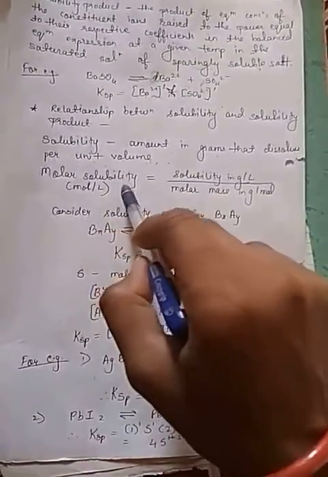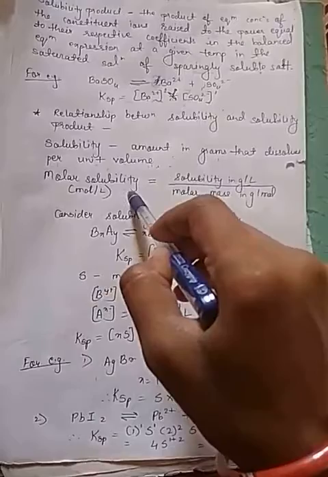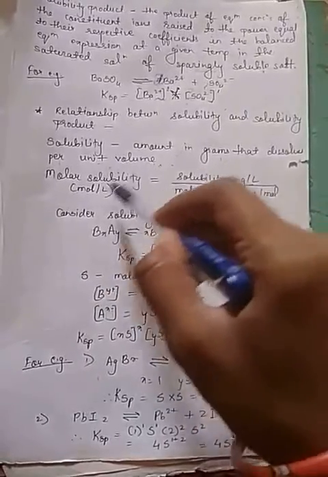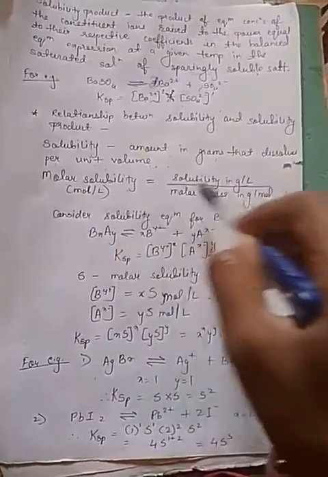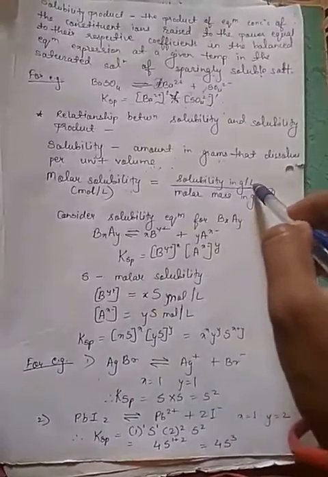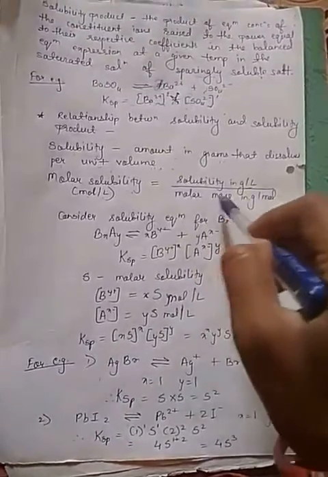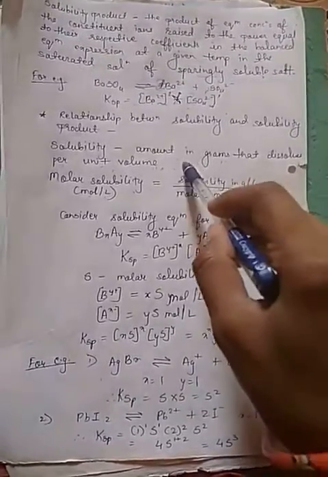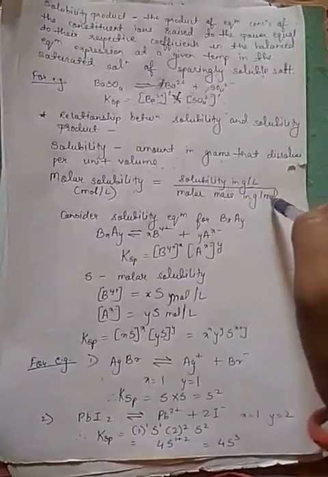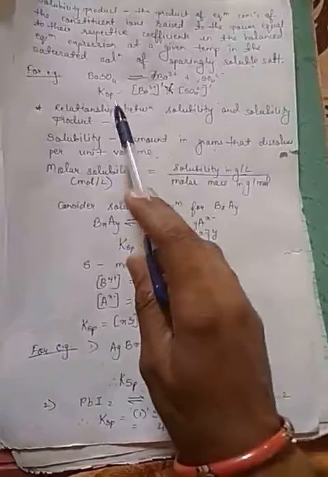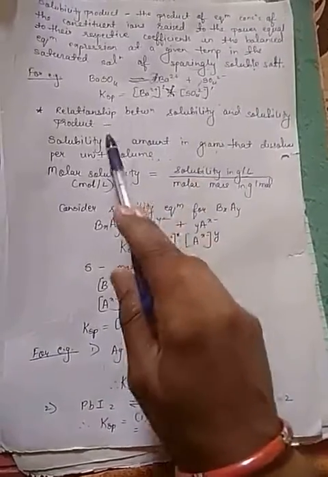Molar solubility means that when you dissolve the substance, you express the solubility in terms of moles per liter. So solubility in grams per liter divided by the molar mass of that particular compound in grams per mole gives you the molar solubility. Now we are going to study the relation between solubility and solubility product.